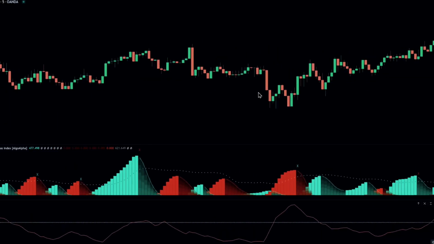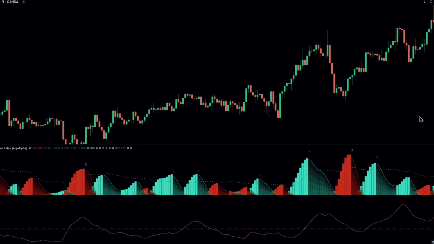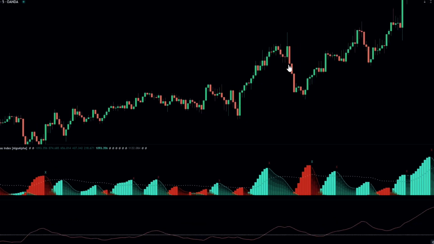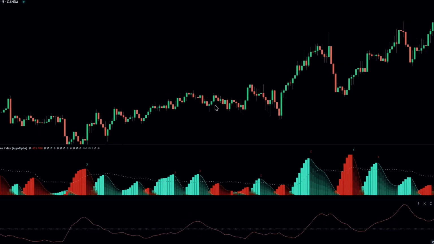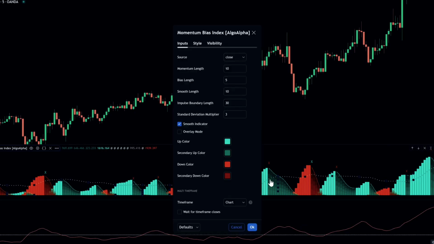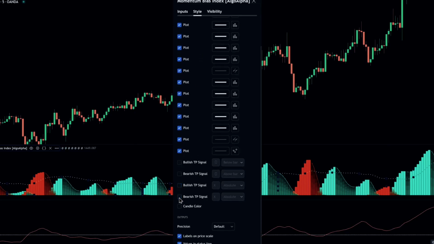It helps determine whether the market is trending. The red ADX line is what we'll be using to confirm trends. If the ADX is above the white line, that means the market is trending, either up or down. But if it's below, that signals a ranging market, meaning no clear trend, so we won't be taking any trades. Next, let's tweak the Momentum Bias Index settings. Go into its settings and disable the bullish and bearish TP signals since we won't be using them.